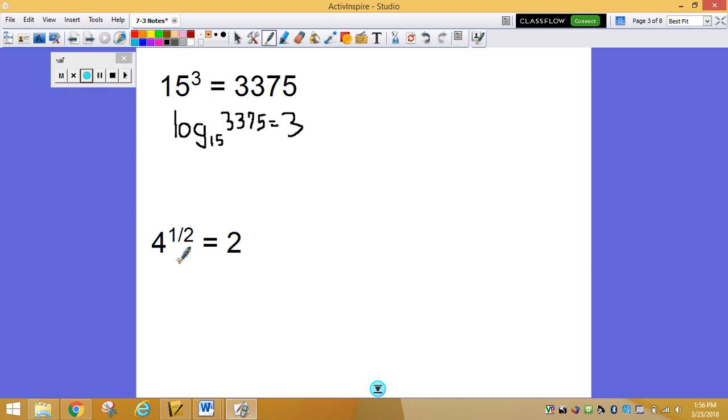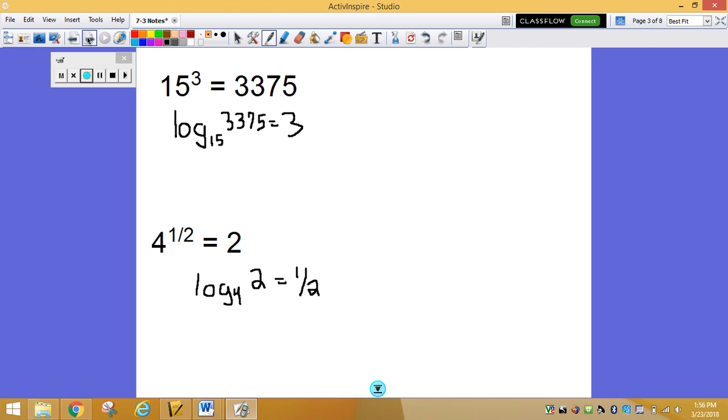All right, let's do this one. Start by writing log. Your big number is your base, right? Your exponent is what it equals. And then the number right here that it equals becomes your big number right here. So log base 4 of 2 is 1/2.